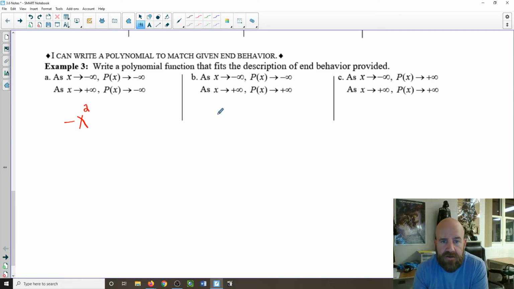Next one would be, we're going towards positive infinity when we go to the right. So that's a positive leading coefficient. Opposite directions tell us it's an odd power, so I'm just going to write an odd number up there. That's it. As we go to the right, we're going positive, so positive leading coefficient, and same direction. So let's go 10th power is an even number, so any even number works. So that's how you do that.